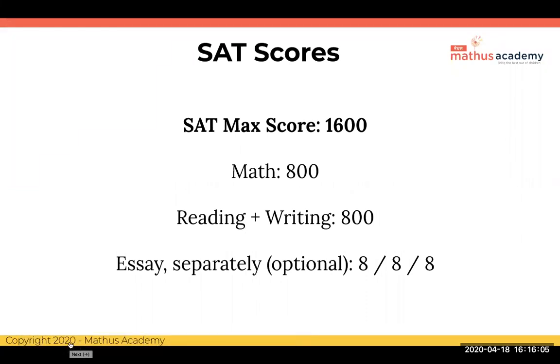So what the SAT scores look like, and probably most of you are familiar with this popular number, 1600. It used to be 2400 until 2016. Now they're only out of 1600. In math, you can get a maximum score of 800. In reading and writing, you get a maximum score of 800. Together, 1600. Until 2016, reading and writing were separate, 800 each, so that's how it was 2400. In 2016, they combined reading and writing and brought that together to 800.